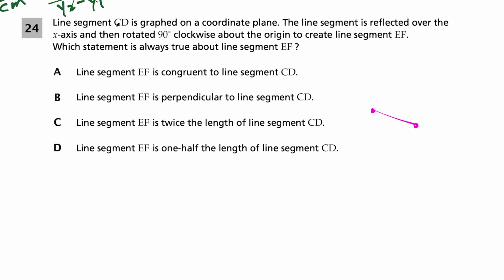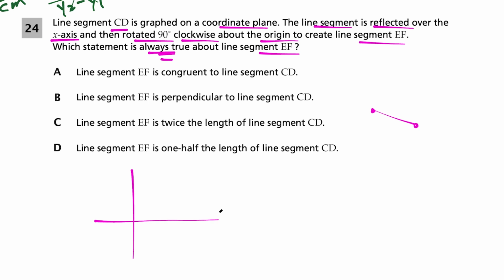So question 24, we have line segment CD graphed on the coordinate plane, and the line segment is first reflected over the x-axis, and then it's rotated 90 degrees clockwise about the origin to create line segment EF. And we want to know which statement is always true about line segment EF. So what I'm imagining in my head here is we have the XY axis, and we don't have to be super precise here, but we have some line segment which we can name CD.